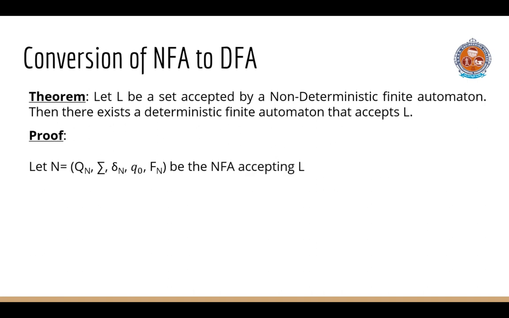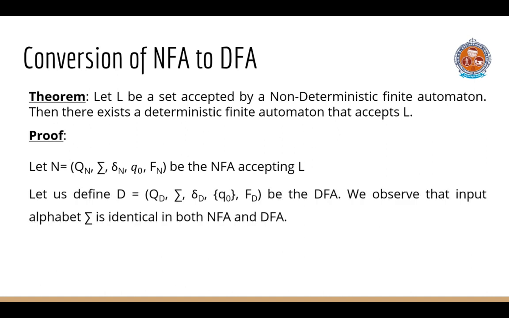Proof. Let N = (Qn, Sigma, delta n, Q0, Fn) be the NFA accepting L. That is, NFA N with 5 tuples is known, and we need to define the 5 tuples of DFA D. Let us define D = (Qd, Sigma, delta D, Q0, Fd) to be the DFA D. We observe that both the NFA and DFA have the same input symbols, meaning the sigma is identical in both NFA and DFA.